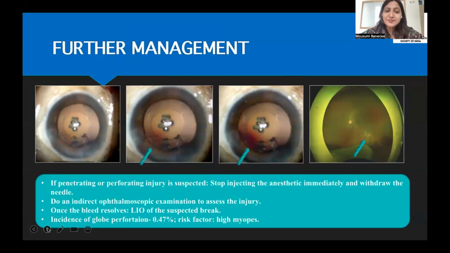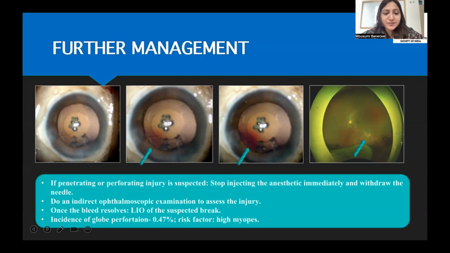Now, sometimes the signs might be subtle and they can be detected only during the operation. Just like in this case, where after phacoemulsification, we could see a streak of blood in the vitreous cavity, which increased in magnitude and intensity over time. So later on, when we performed an indirect ophthalmoscopy, we could see a break due to the block, and we had to laser barrage this break.